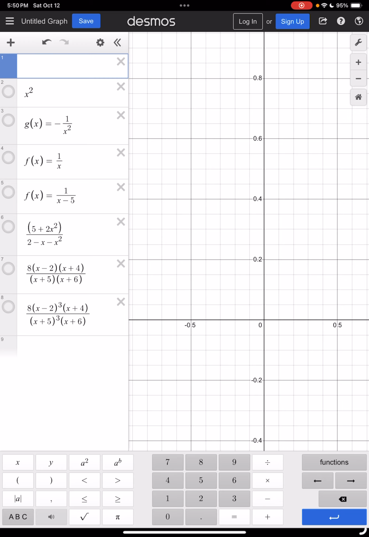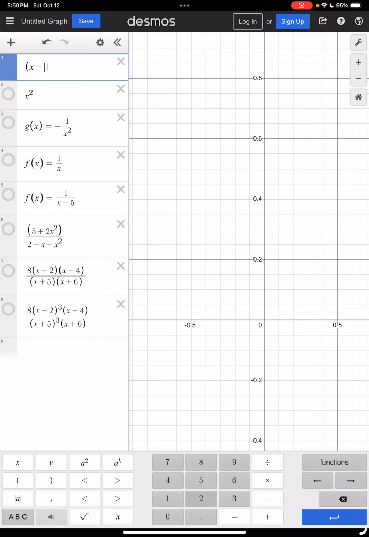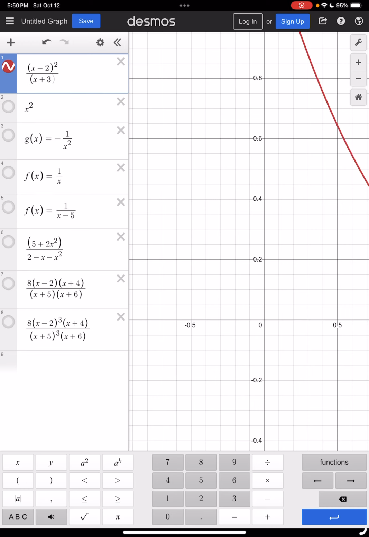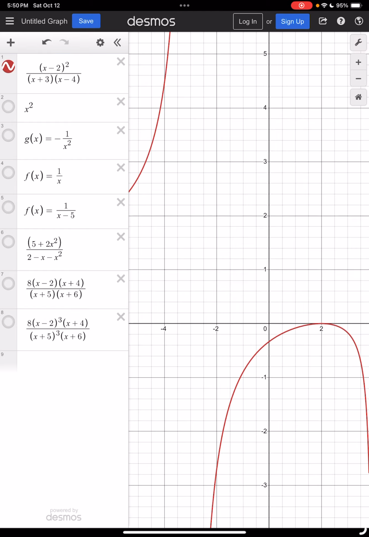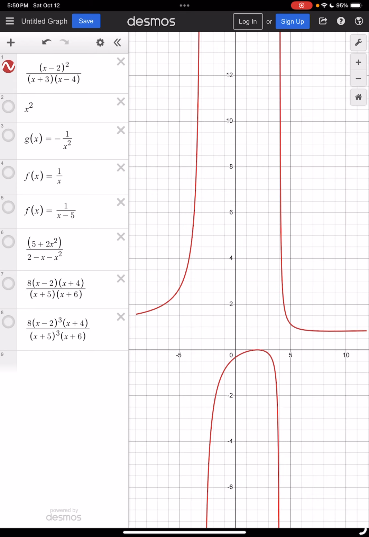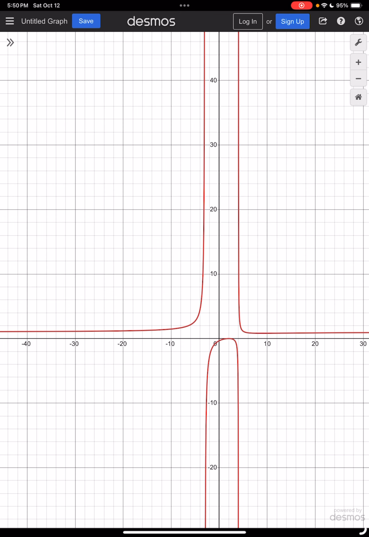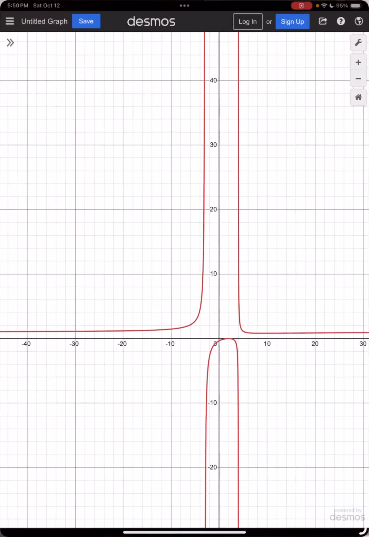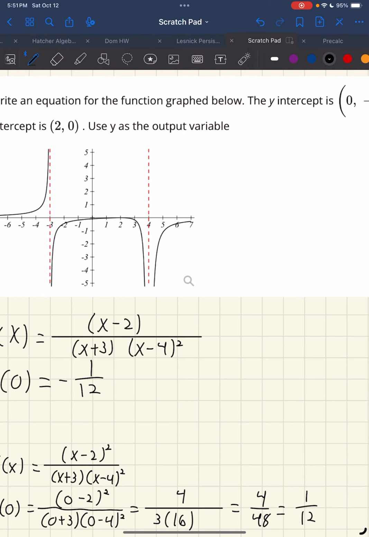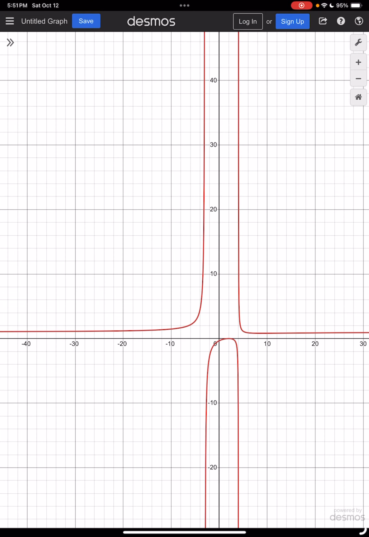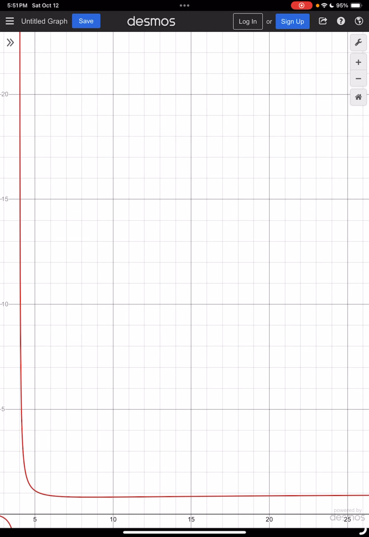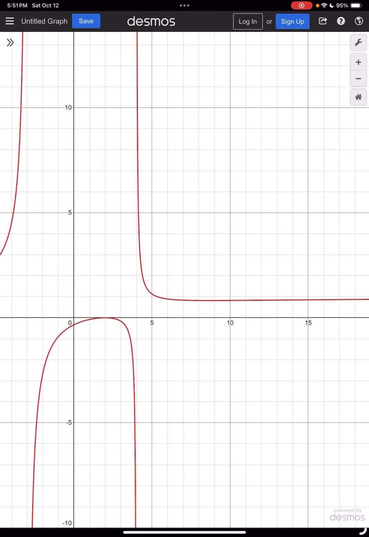So we've got upstairs, we're going to get x minus 2 squared divided by x plus 3, x minus 4. And now, let's zoom out of that, and let's go back to our function. Very close. It looks very similar. It's got that part to the left, and it's got that part underneath as well. Just this part to the right, this part that I'm looking at now, needs to be flipped.